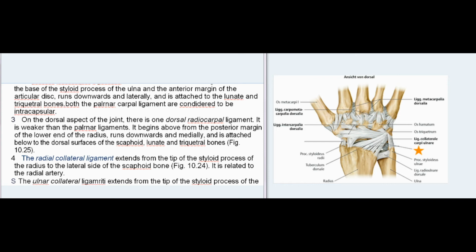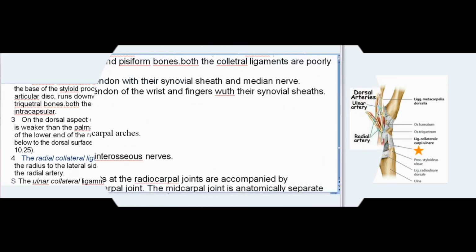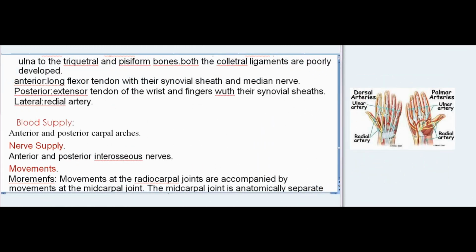4. The radial collateral ligament extends from the tip of the styloid process of the radius to the lateral side of the scaphoid bone, Fig 10.24. It is related to the radial artery. The ulnar collateral ligament extends from the tip of the styloid process of the ulna to the triquetral and pisiform bones. Both the collateral ligaments are poorly developed.